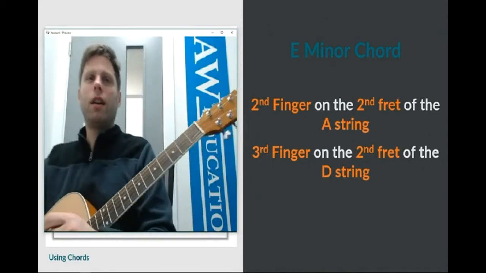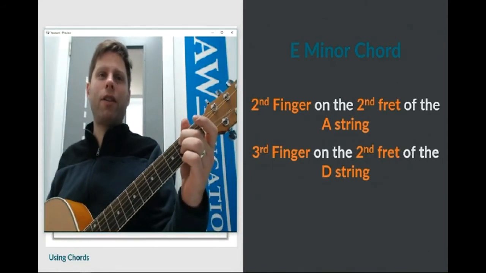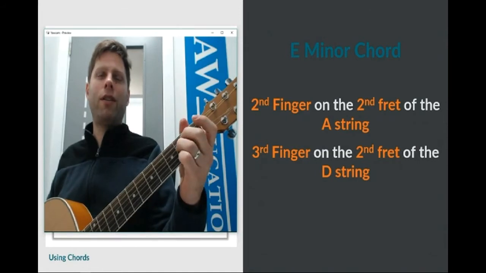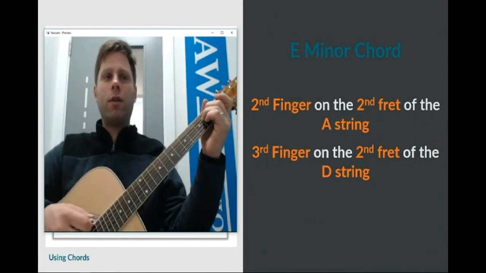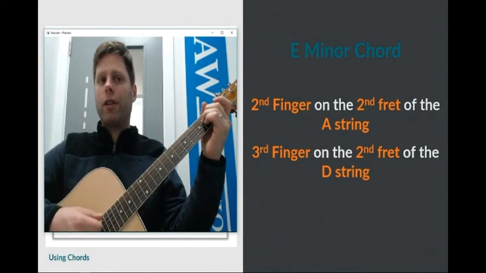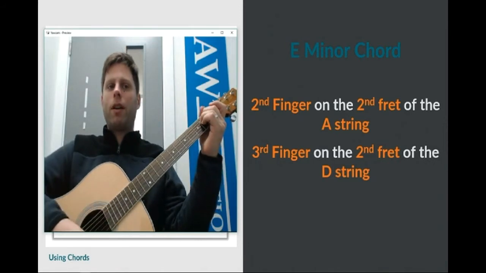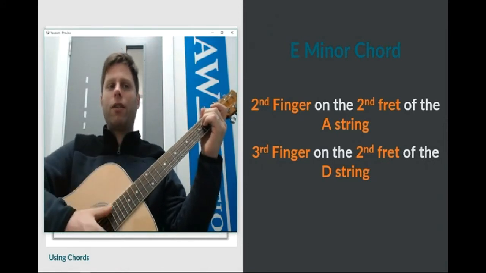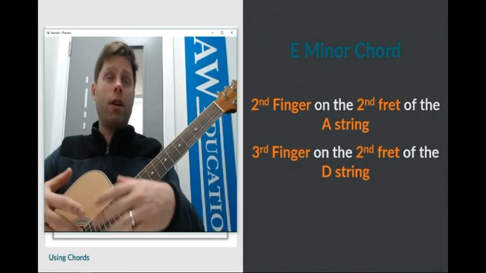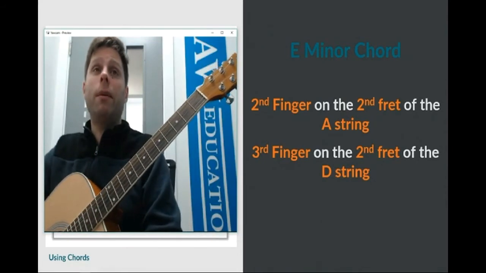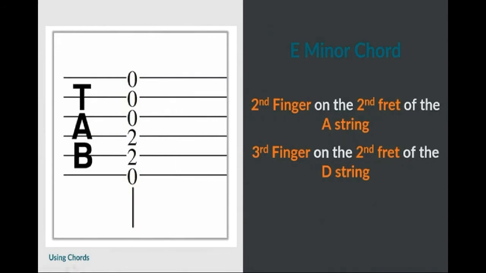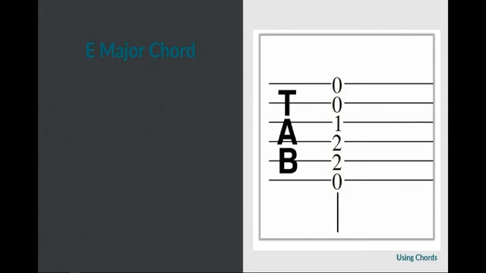All right, so again, second finger is on the second fret of the A string, third finger is on the second fret of the D string. And what you're going to do is play all of the strings. Just strum all of the strings. We should remember that definition from Lesson 1. Strumming is when we swipe either our plectrum or our fingers across the strings, more than 2-3 strings at the same time. Okay, so that is the strum. That is the E minor chord as well. Next is the E major chord.